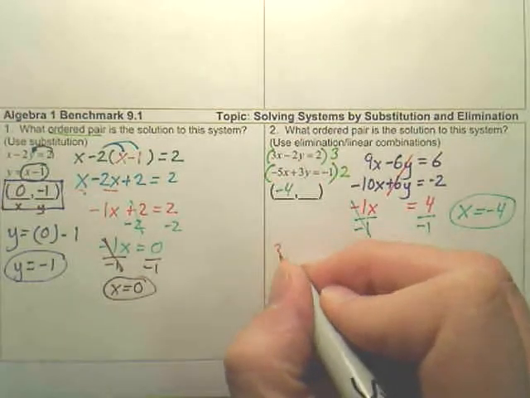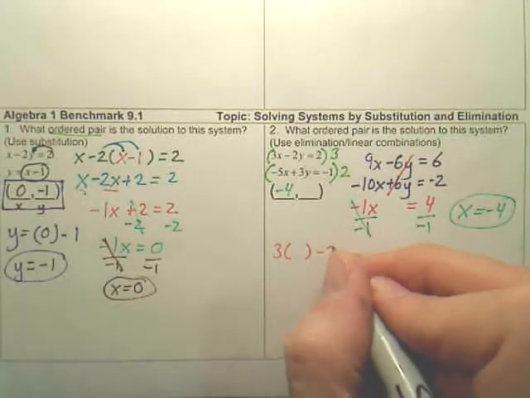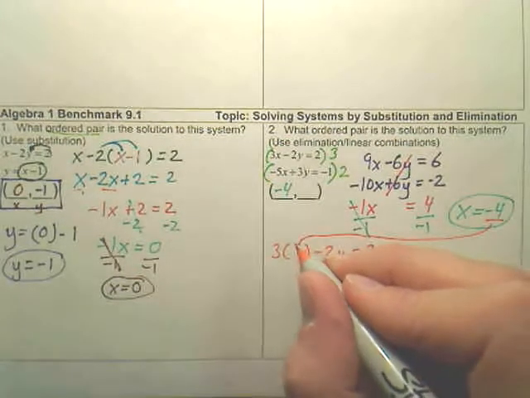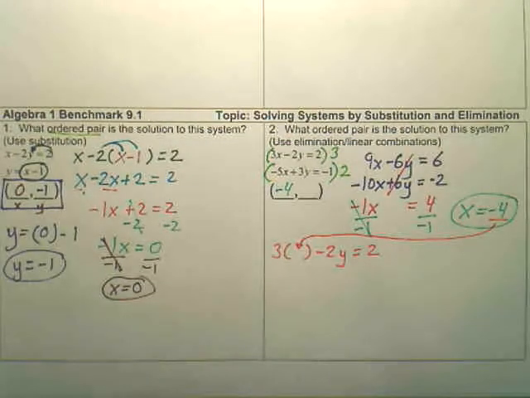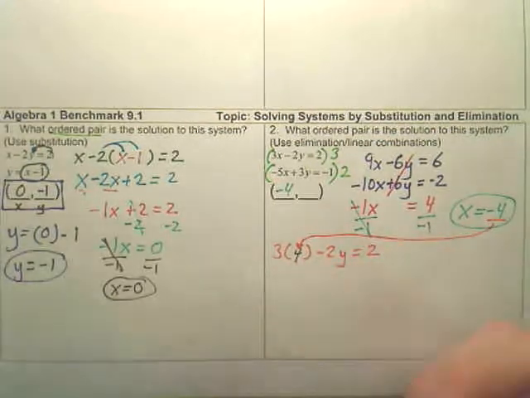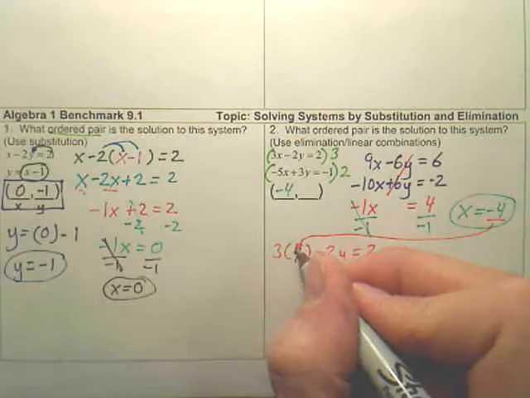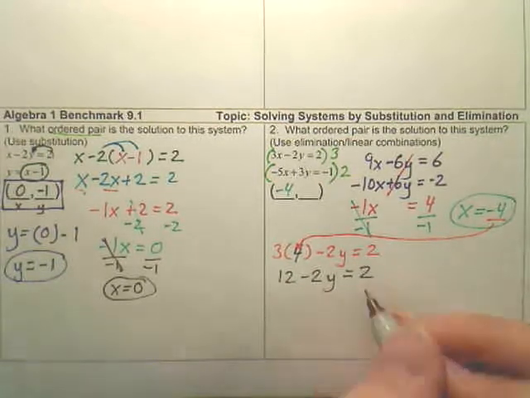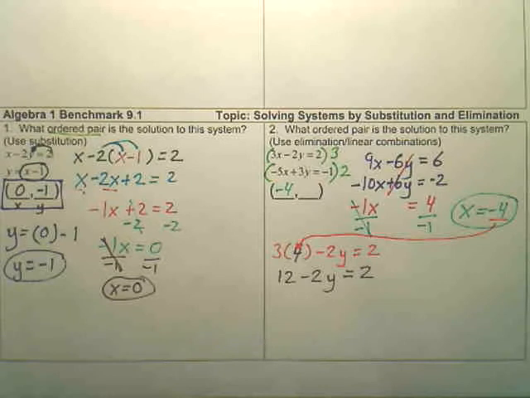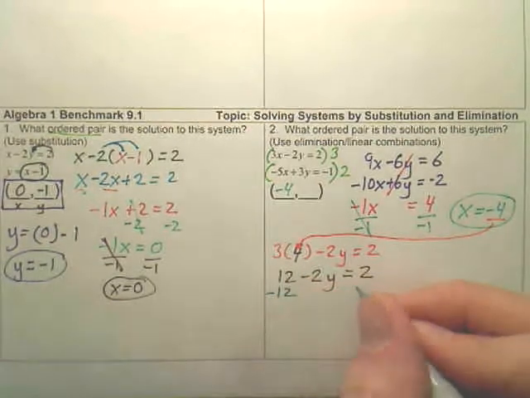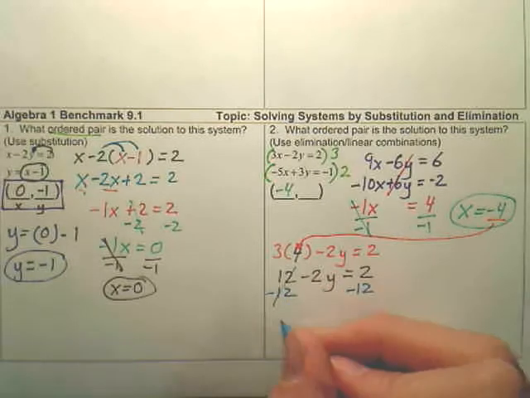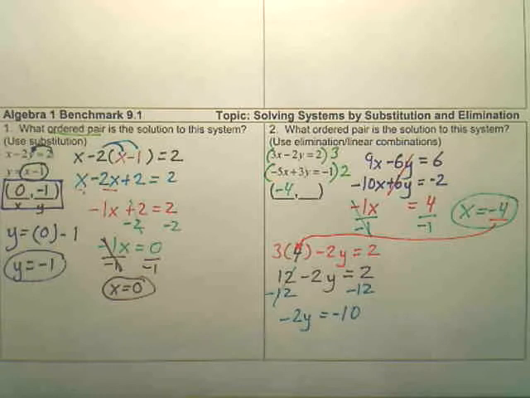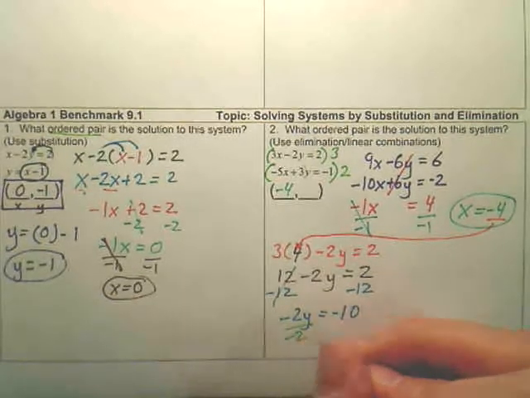I'm going to take the top one. 3x minus 2y equals 2. I'm going to take this, plug it right there. There's my 4. 3 times 4 is 12. Bring down the 2y. Bring down the 2. Can you solve this? Yes. You subtract the 12 over. Negative 2y equals negative 10. Divide by negative 2.